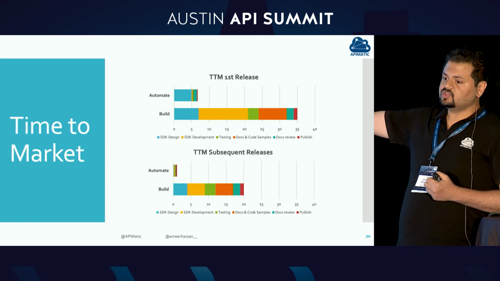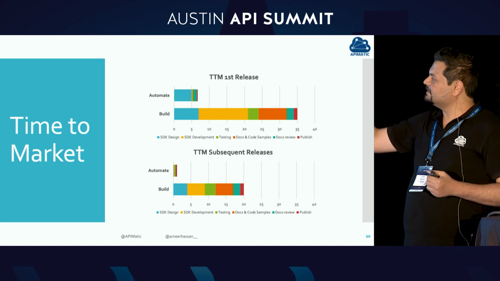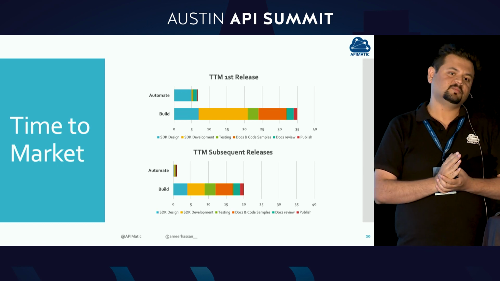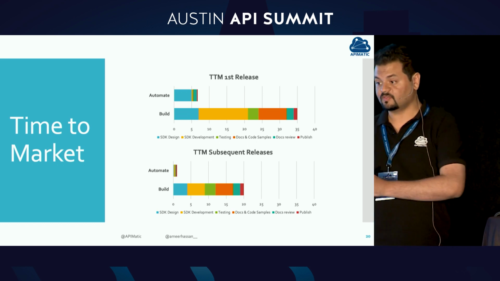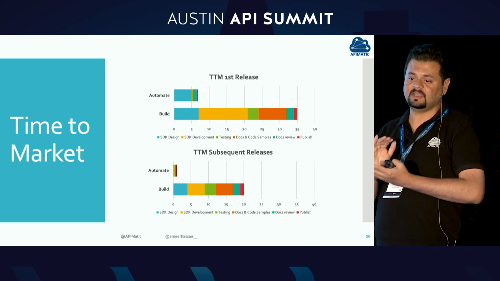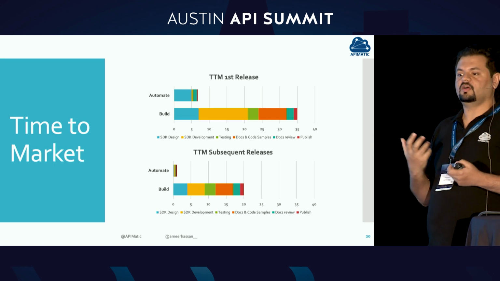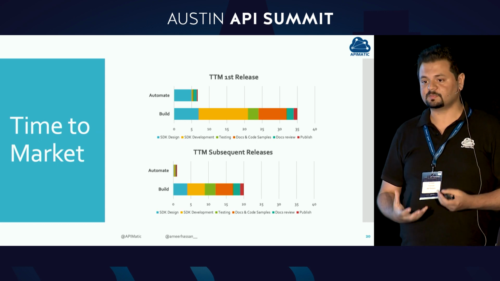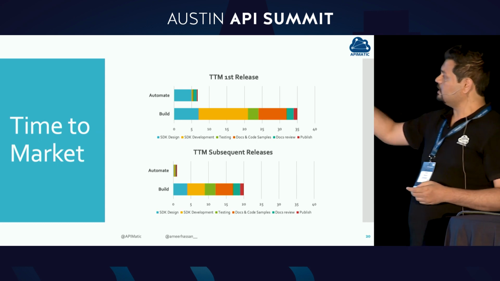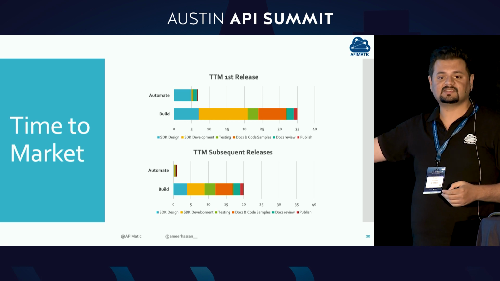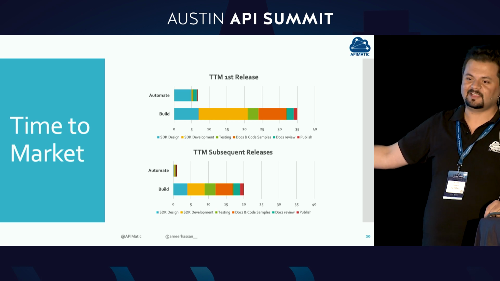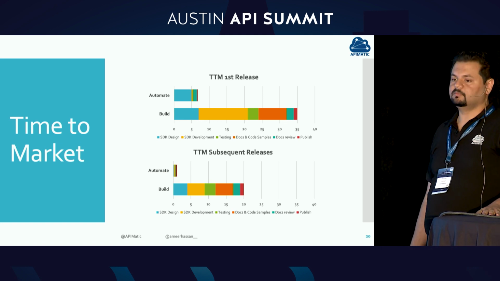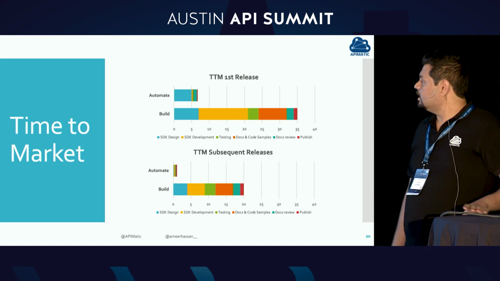In terms of automation, you see, there's the blue bit is still there. So initially, in the first time, to get the automation right, you do have to spend some time sort of getting the design right. For example, your API spec, because the quality of automation, of course, depends a lot on how good your specification is. But when it comes to subsequent releases, automation beats building by far.